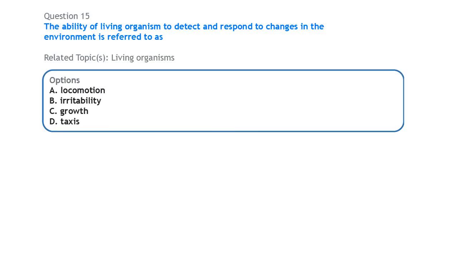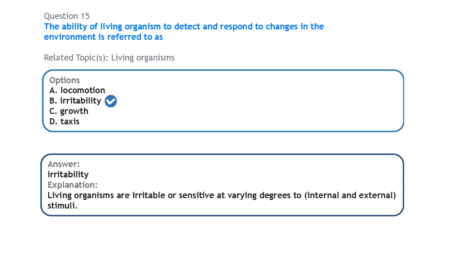Next, on living organisms: the ability of living organisms to detect and respond to changes in the environment is referred to as irritability or sensitivity. It is the ability to respond to stimuli, internal or external, like heat or temperature, or the presence of a chemical substance. The ability to respond to stimuli is what is called irritability in living organisms.